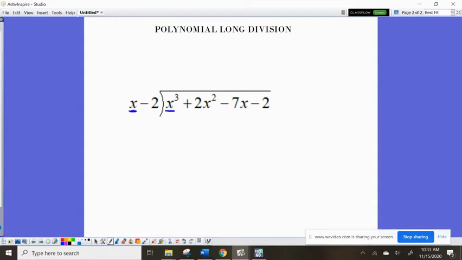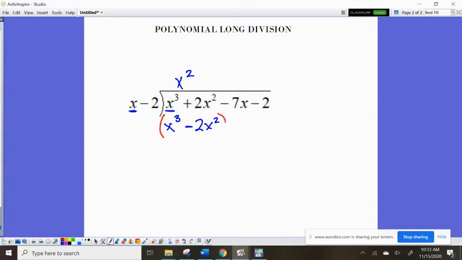And only looking at those terms, we ask the question, what do we need to multiply by x to result in x cubed? And the answer becomes the first term in our quotient. That answer is x squared. So we multiply x squared by both parts of the divisor, the x and the minus 2, giving us x cubed minus 2x squared. So the top term in our quotient multiplies by both parts of the divisor, and we write that in the line below our dividend.